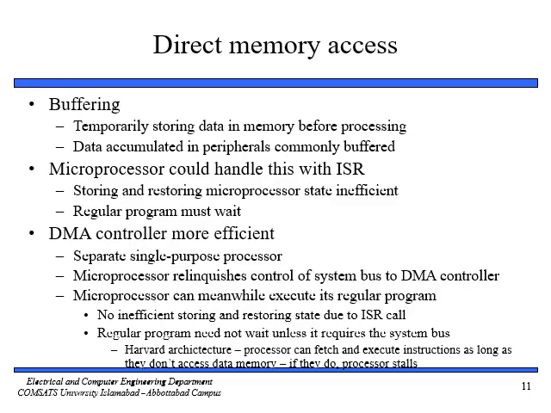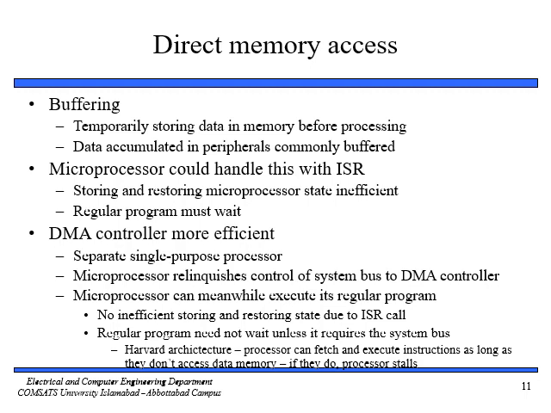So after discussing the issues of interrupts, now we will talk about direct memory access, also known as DMA. There are three things that we need to understand, the first being buffering. Buffering is temporarily storing data in memory before processing. Data accumulated in peripherals is commonly buffered. So what happens when we need to process some data? It must be stored temporarily, and for that purpose we use buffering. Now what happens?